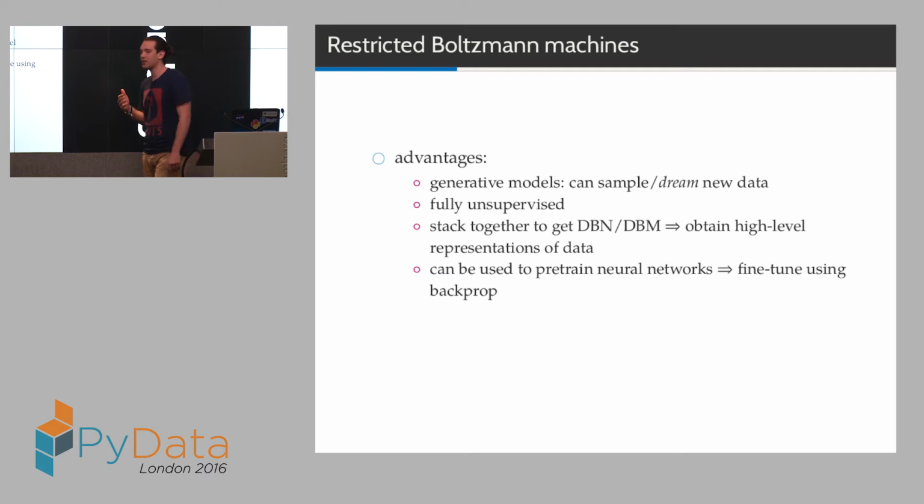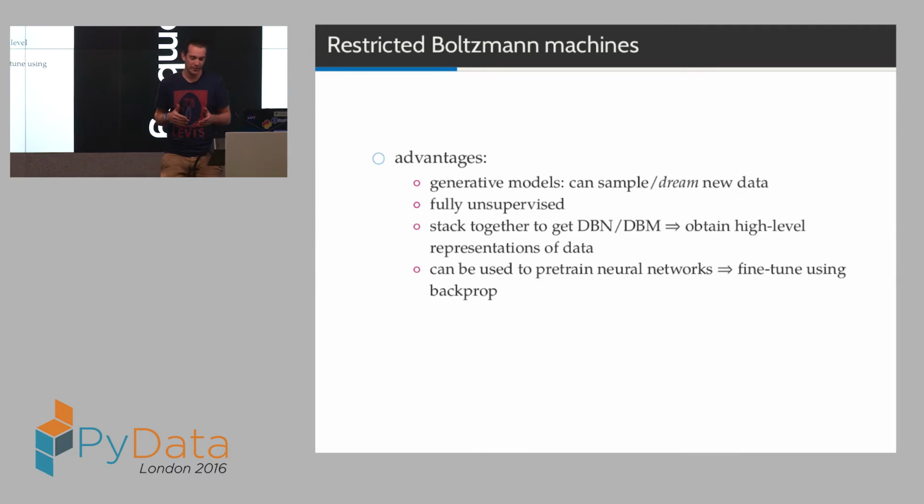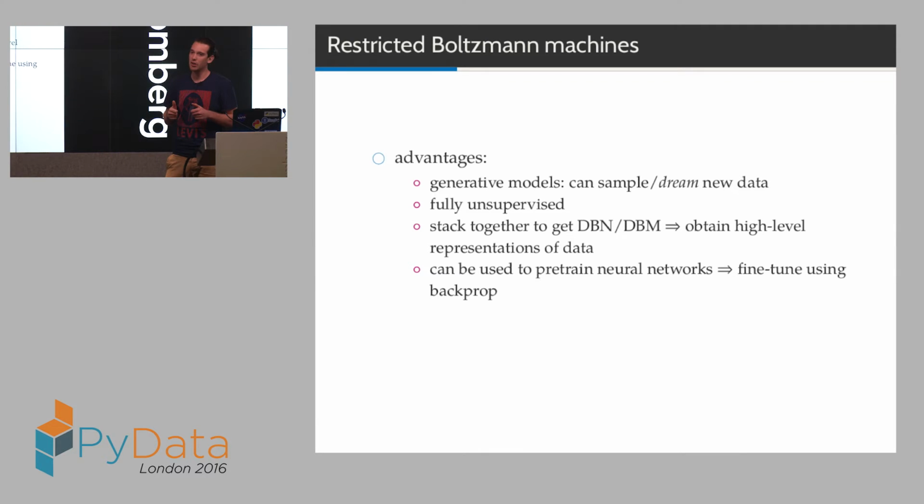So Boltzmann machines, as opposed to traditional neural networks, are generative models. So they're actually looking to learn a distribution over your data. And this is slightly more difficult, right? Because you need to model all your data points well. One of the advantages of learning a generative model is that once you've learned this distribution of your data, you can then sample from it, and you can effectively dream up new data points, and you can generate more data.